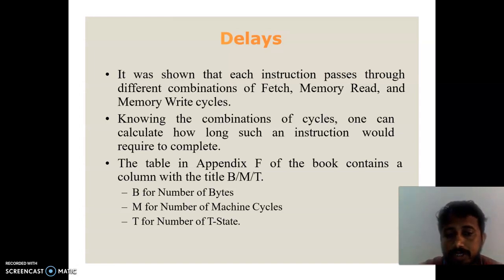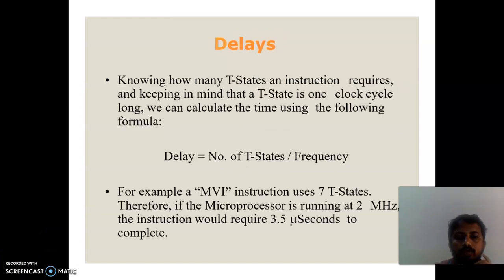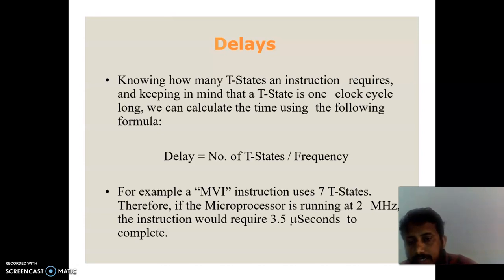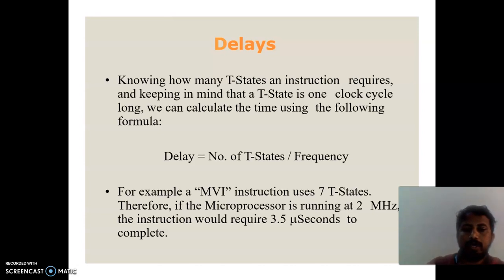Here, the most important thing is how many bytes the instruction has. B over here indicates bytes, M indicates the number of machine cycles, and T indicates the number of T states. These concepts have to be known to you. Here, delay would be equal to the number of clock cycles, or the number of T states, divided by frequency. How many clock cycles do you require?